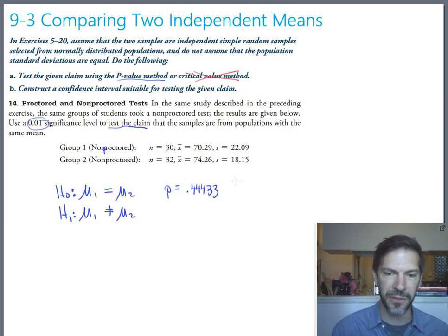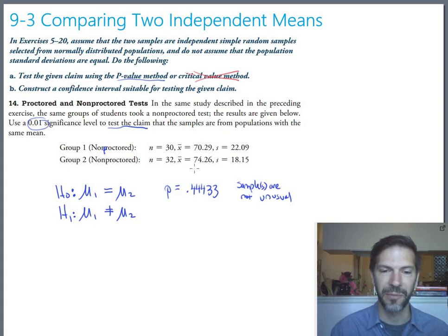Which means if the null is true, the samples are not unusual. There is a little bit of difference in the means, but it's well within the range of just normal sample variation. So this doesn't prove that two groups are different. So samples are not unusual, so don't reject null.